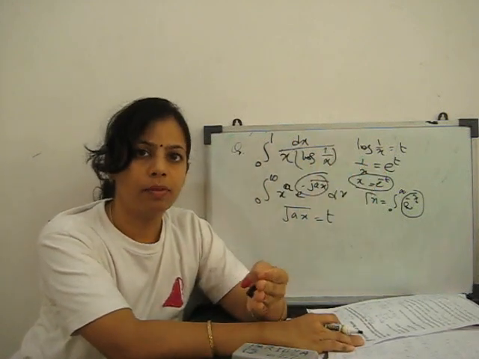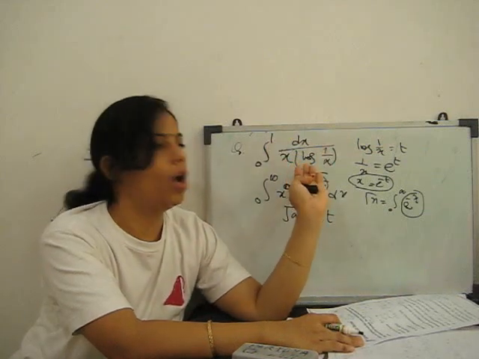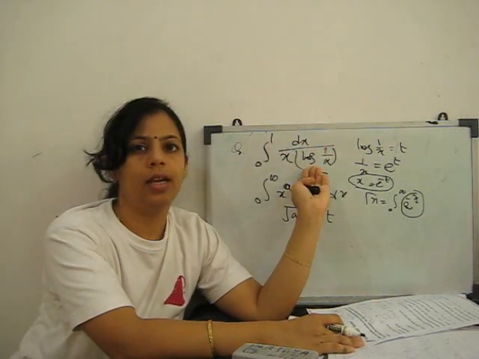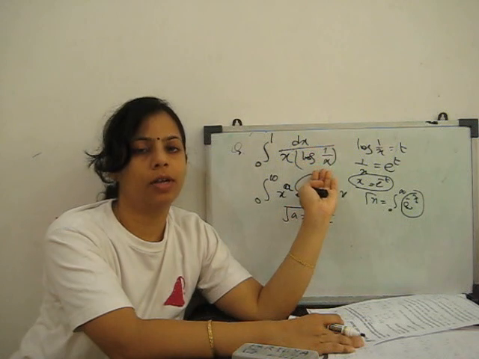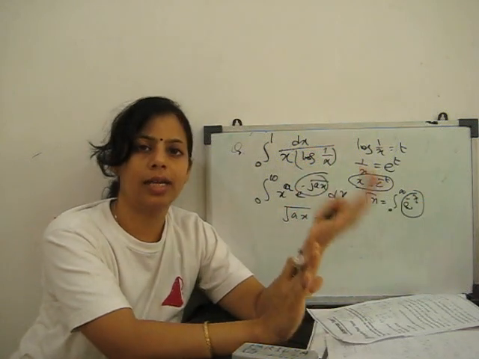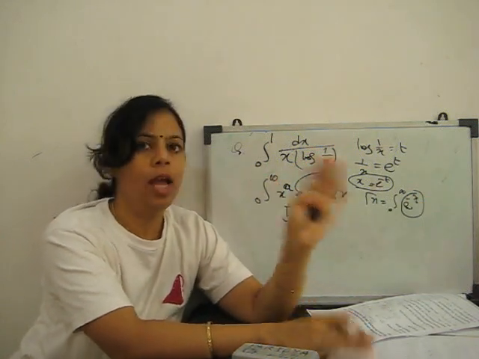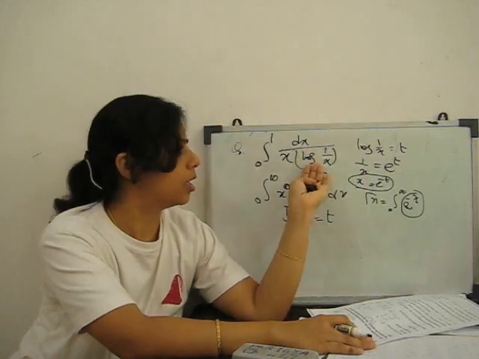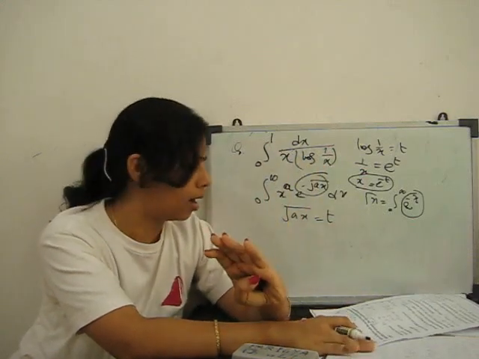So in a logarithmic function, always, if there is no exponential function here, then you put the logarithmic function in any terms equal to t, and then take antilog, you will have an exponential function and your integral converts into gamma.